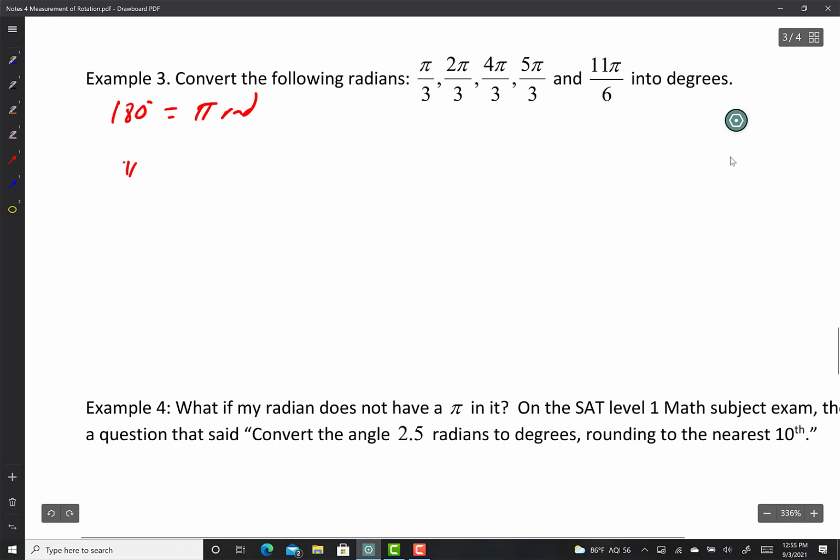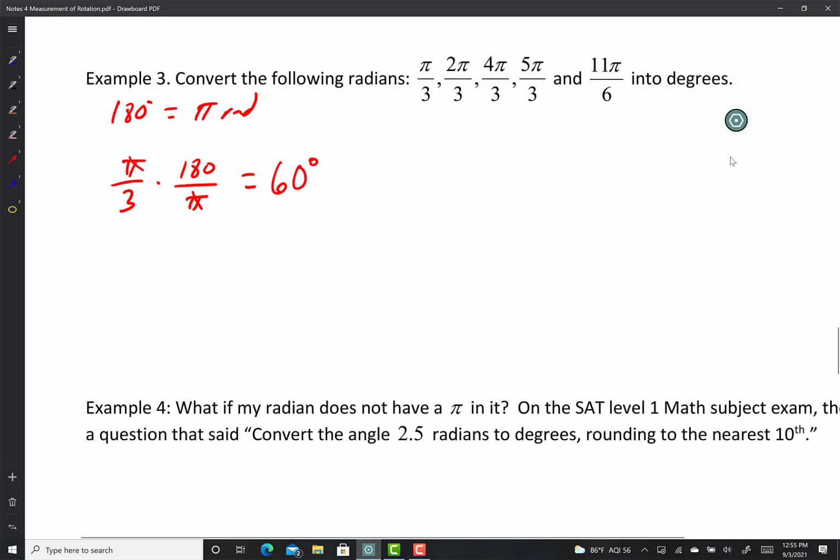So I'm going to write pi over 3. This is a radian at the moment. If I want to get degrees, I'm going to multiply this by 180 over pi. Perfect. The pi's cancel out. 3 goes into 18 6 times, so this must be 60.